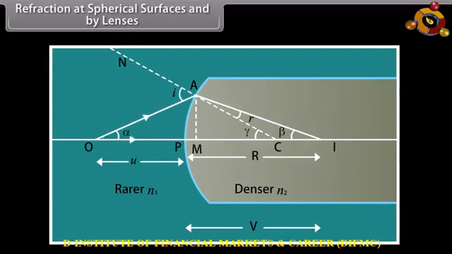Let O be a luminous point object on the principal axis of the convex refracting surface. An incident ray OA after refraction at the point A on the surface bends towards the normal NAC and goes along AI. Another ray OP falls normally on the surface and proceeds undeviated after refraction. The two refracted rays meet at I, which is the real image of point object O.